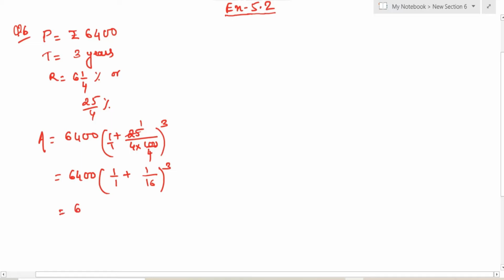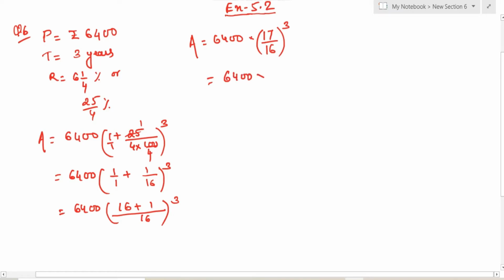Now we are having 6400, here the LCM will be 16, and 16 ones are 16 plus 1 ones are 1 whole cube. So the amount will be equal to 6400 into 16 plus 1 is 17 upon 16 whole cube. Now that will become 6400 into, what is the cube of 17? 17 into 17 is 289 and 289 into 17 is 4913 upon 16 into 16 into 16. So this will become 16 fours are 64. Now again 400 will be divided by 16, how much? 400 divided by 16 is 25, so again it will go along with 25.